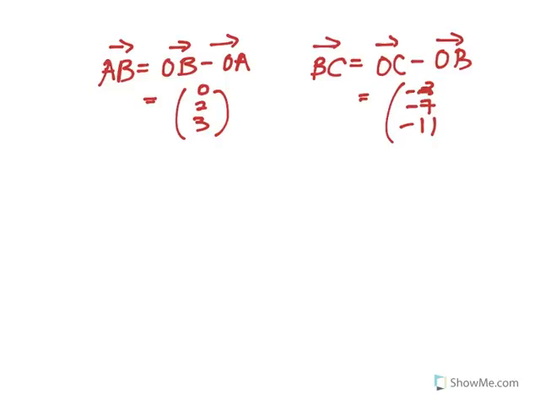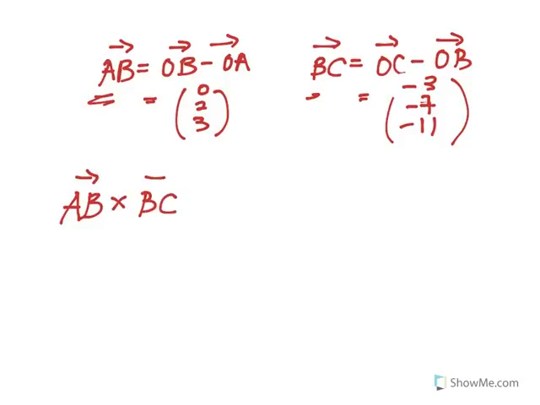I'm writing a bit slower because of the pen. Hope you can understand. So it's (-3, -7, -11). Quickly, we want to find a vector that's perpendicular to AB and BC. All we need to do is take the vector product of AB and BC. This means we are taking (0, 2, 3) cross product with (-3, -7, -11).